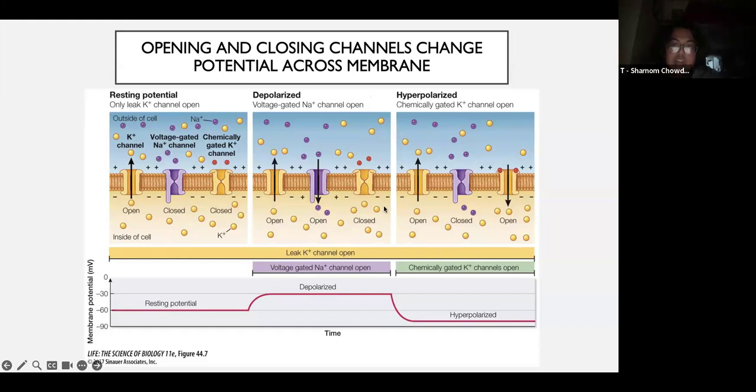Now, eventually, as your membrane becomes extremely positive, hyperpolarization needs to occur. Hyperpolarization is when it eventually goes back down to your resting membrane potential. So your chemically gated potassium channels open, potassium starts to flow in and out, and eventually the sodium potassium pump also takes out 3 sodium, brings in 2 potassium, and you reach resting membrane potential.